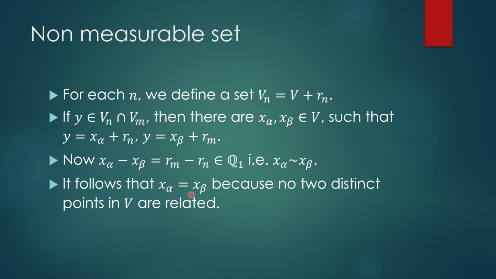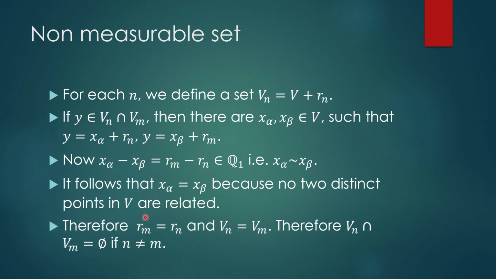As I told you, no two distinct members of V are equal. So therefore if they are related, they must be equal. It follows because no two distinct points in V are related. So therefore Rm is exactly equal to Rn, and if Rm is exactly equal to Rn, Vn is equal to Vm. So if the intersection is non-empty, what is the conclusion? Vn is exactly equal to Vm. Otherwise the intersection is empty. That is the conclusion. Therefore Vn intersection Vm is equal to phi if n is not equal to m.